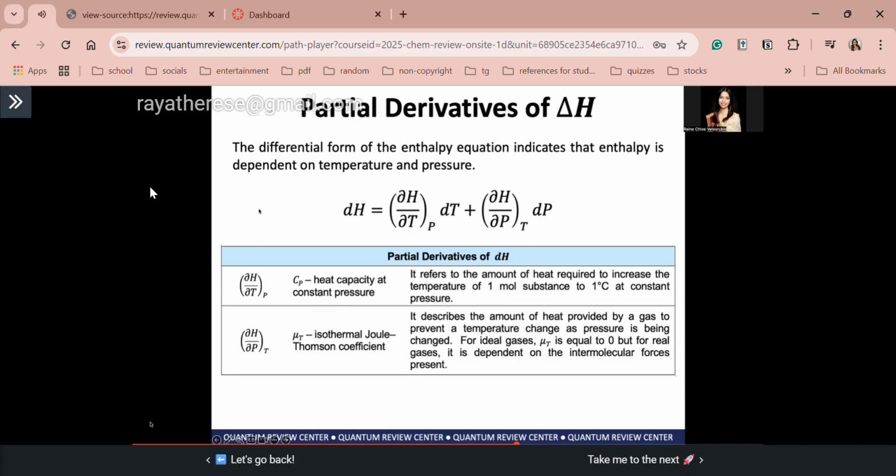Thus, we can write the equation in this way. So dH is equal to Cp dT plus mu T dP. Memorize this, guys. Add this to your index cards or flashcards. Again, dH is equal to Cp dT plus mu T dP.